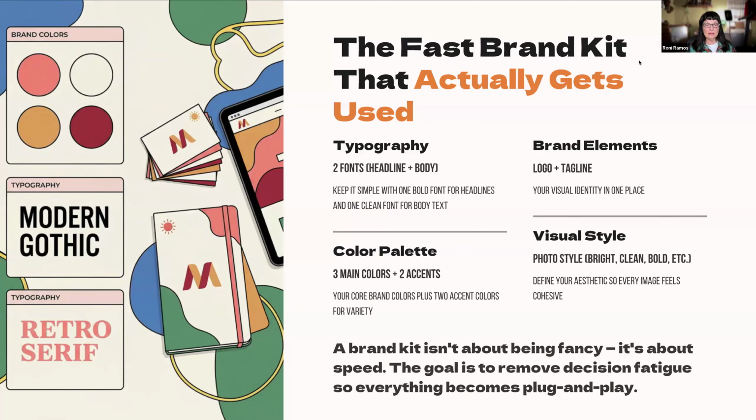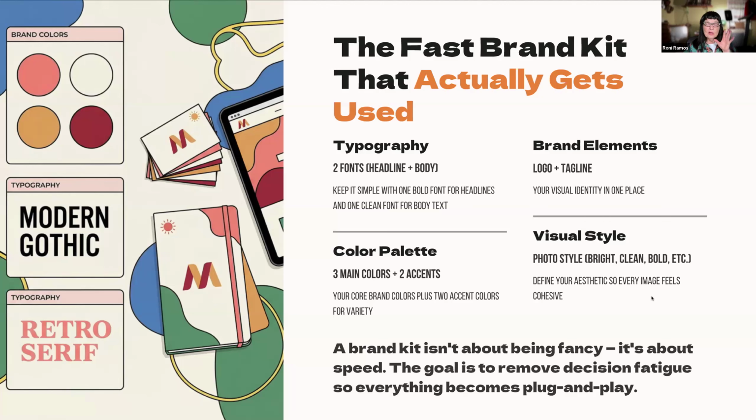And your color palette. Start with 3 main colors. You don't want to have like 7 or 8 main colors, because it's too much. Keep it minimal. 3 main colors and maybe 2 accents. These are your core brand colors, plus 2 accents you can use just for a little bit of variety. And then Canva in your brand kit has a place where you can upload photos or videos that you want to stay on brand with.